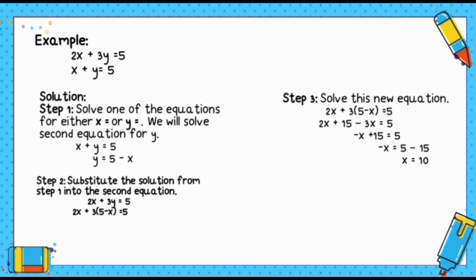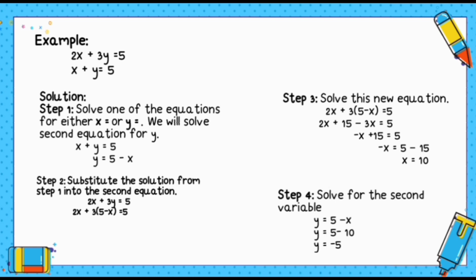Then, by the addition property of equality, we will add negative 15 to both sides. Then we will come up with 5 minus 15. So, simplify: negative x is equal to negative 10, so x is equal to 10. Last step, solve for the second variable. y is equal to 5 minus x is equal to 5 minus the value of x, which is 10, and y is equal to negative 5.